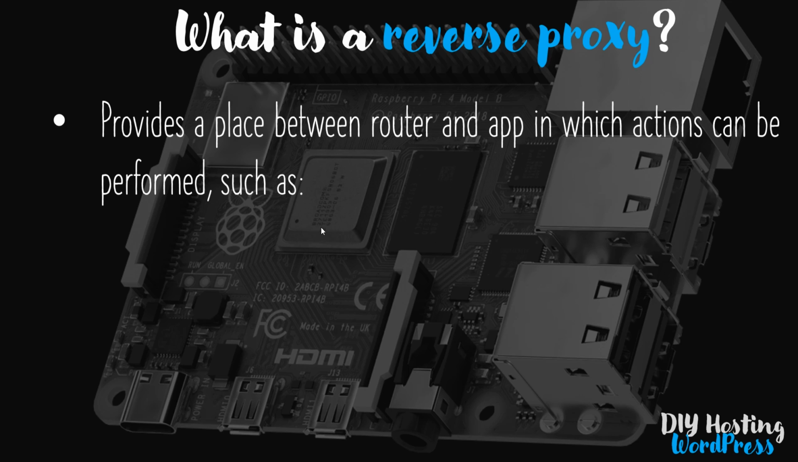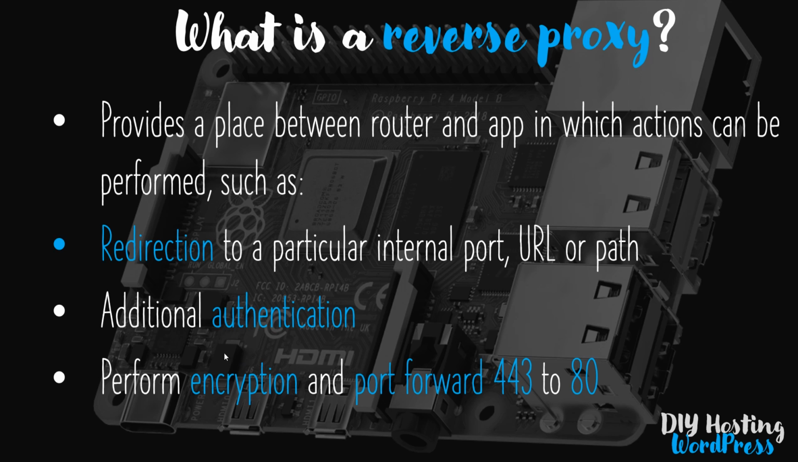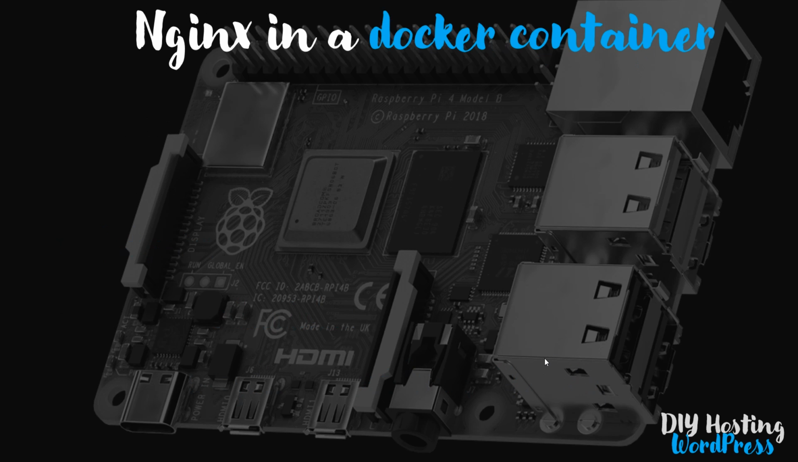Okay, so what is a reverse proxy? Well, in short, it provides a place between the router and the application in which actions can be performed. The common actions performed by a reverse proxy are, as mentioned, a redirection to a particular port, URL, or path. Additional authentication can be provided in that gap in between the router and the app. And we can perform encryption checks, and we can port forward 443 to port 80, which is what we're going to be doing in this video.